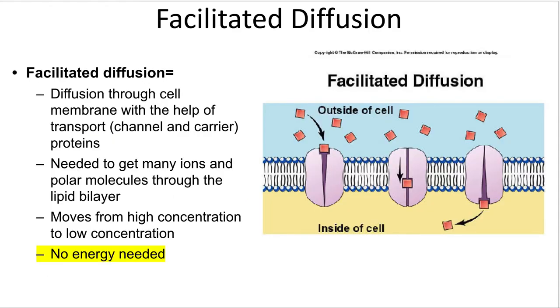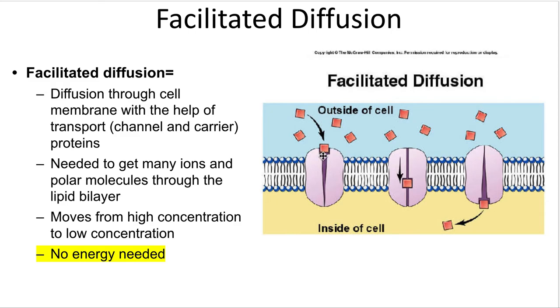The second type of passive transport is facilitated diffusion. This is the same thing as diffusion. However, in facilitated diffusion, we get a little help. That's why it's called facilitated diffusion. And that help comes in the form of a channel or carrier protein. This purple structure right here is a channel protein.